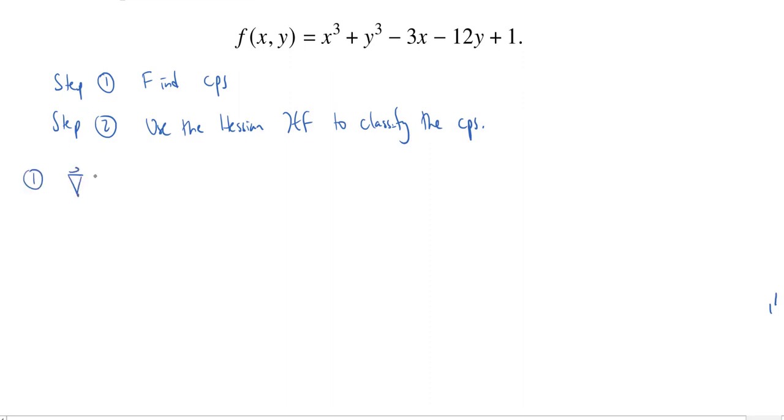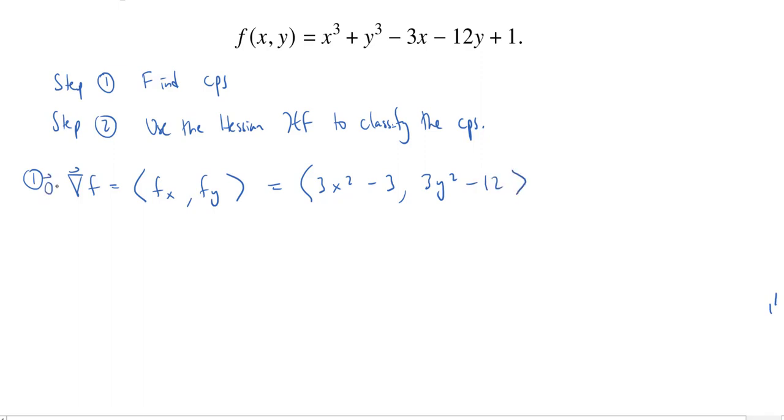We compute the gradient, which means we compute the partial with respect to x and the partial with respect to y. The partial with respect to x will be 3x squared, since the y cubed is a constant and doesn't do anything, minus 3. The rest of this is a function of y, so it's a constant. Now we take the partial with respect to y, and we get 3y squared minus 12.